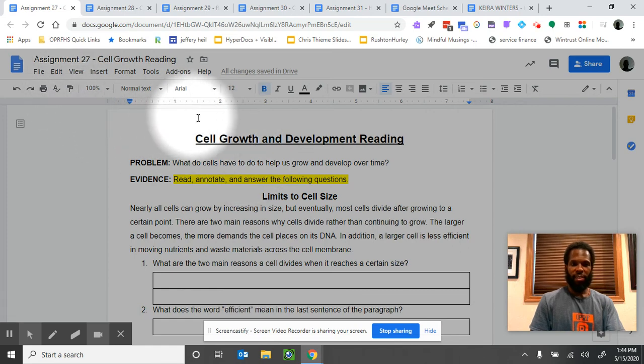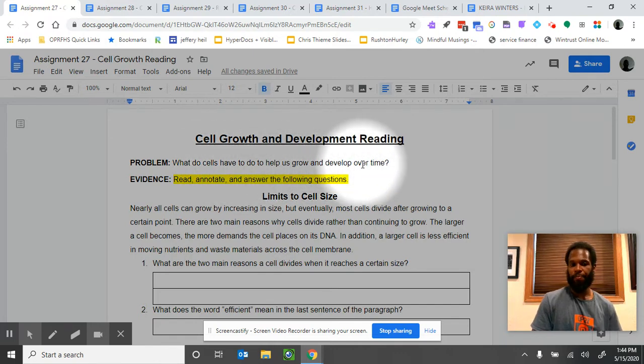Assignment 27, cell growth and development. So your cells grow and develop, and how do you grow and develop with your cells? So here's our problem. What do cells have to do to help us grow and develop over time?